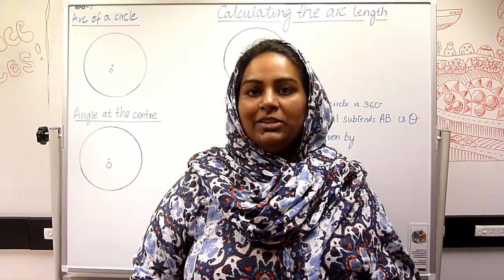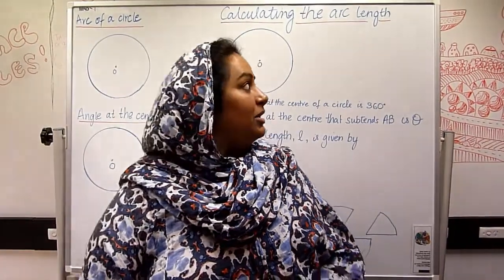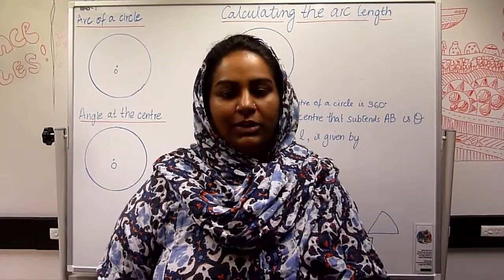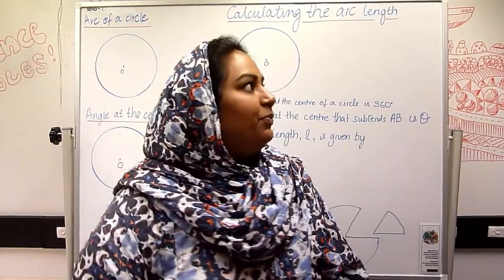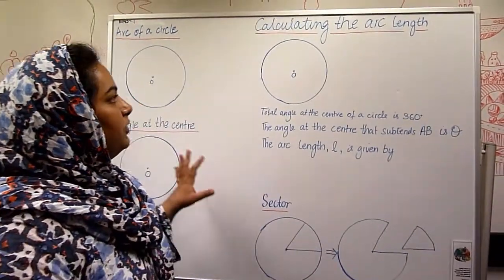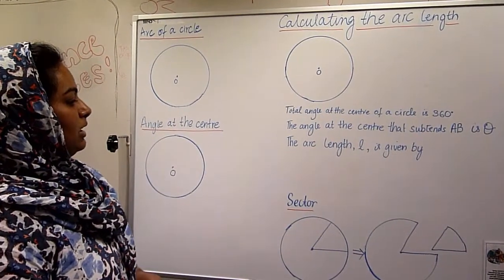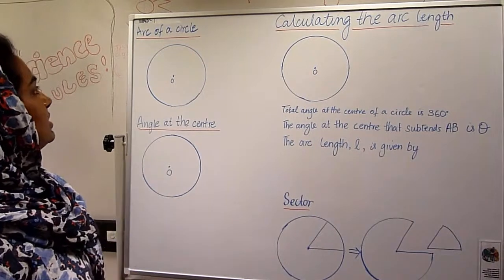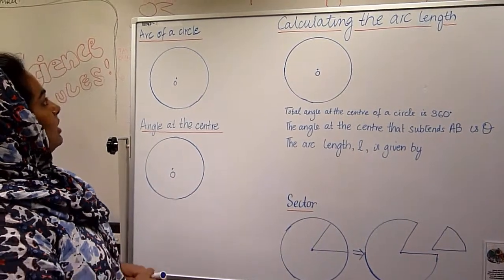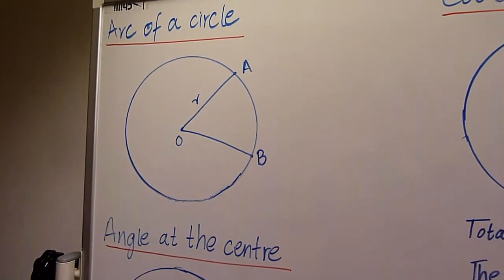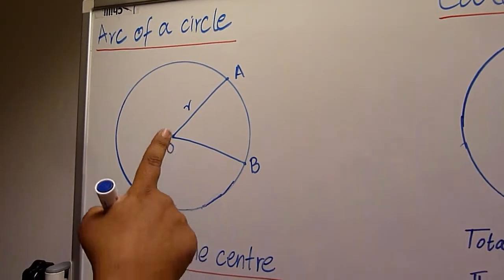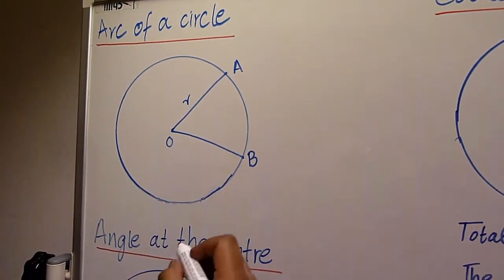I'm Ms. Bukhari, and today we're going to see how we're going to calculate the arc length of a circle. What we'll start with is a bit of revision of the terms that we need to use in our arc length calculations. First of all, what is an arc of a circle? An arc is any connected part on the circle's circumference.